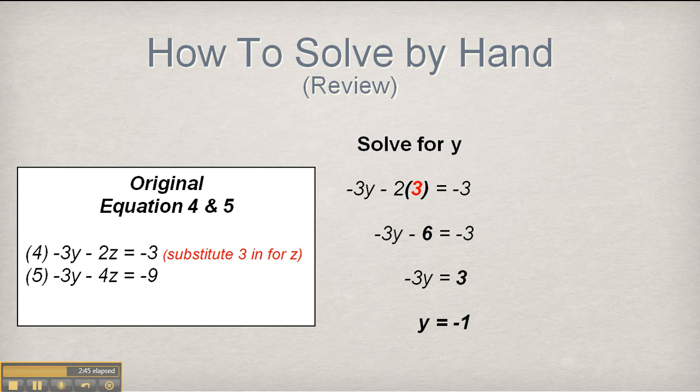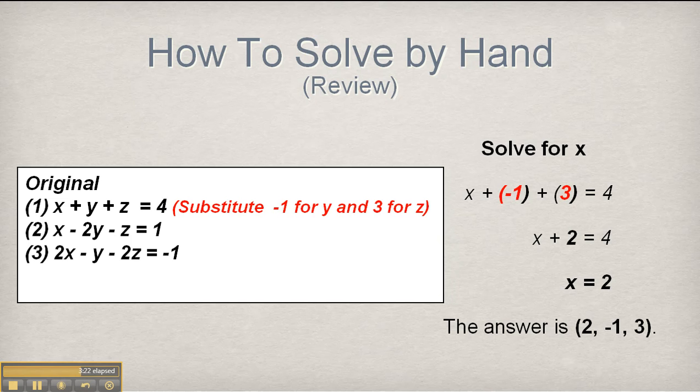All right, now what we're going to do is take that 3, since we just solved that z was 3, and substitute 3 in for z. So where there's a z, now we're going to put a 3 in to the equation, and -2 times 3 is -6. We're going to add 3 to both sides, which results in 3. So now we have -3y equals 3. Divide both sides by -3, and y equals -1.